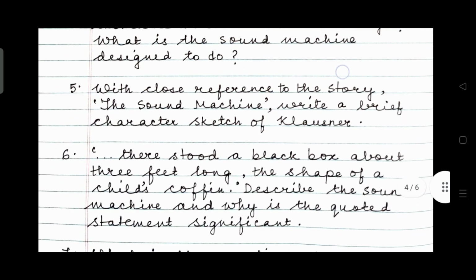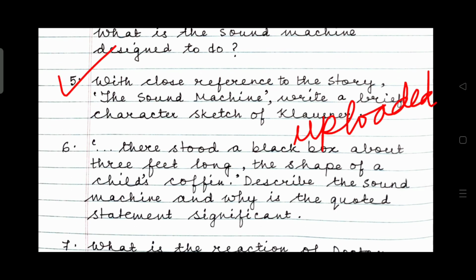Next, question 5. With close reference to the story, The Sound Machine, write a brief character sketch of Klosner. Again, check the comment section or the description box for the playlist The Sound Machine or ICSE Semester 2. You will get this answer over there.